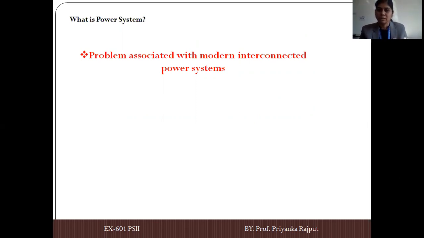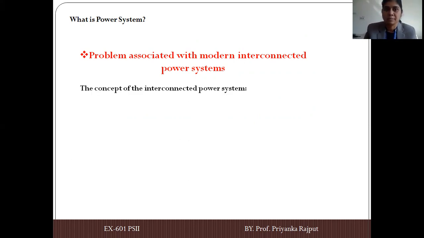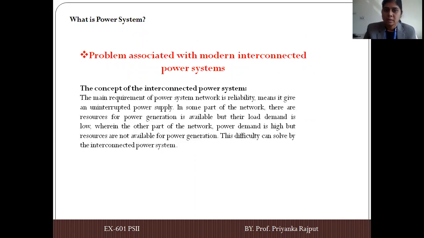Now, first we will see the problems associated with the modern interconnected power system. Before this topic, we will discuss what an interconnected system is. The concept of the interconnected power system: the main requirement of a power system network is reliability, meaning it gives an uninterrupted power supply.